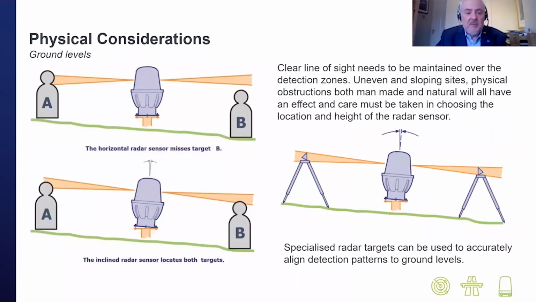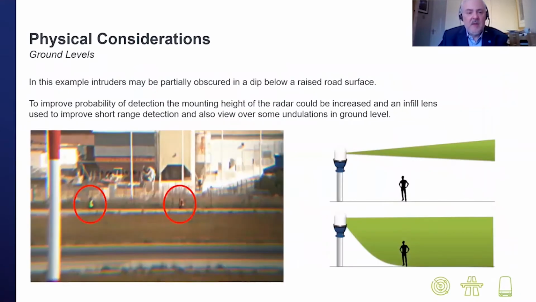Okay, ground levels. As we need clear line of sight, obviously if you've got sloping ground, then the radars need to be leveled to work along sloping ground as well. And we use a series of tripods with these radar targets. They're similar to the sort of thing you have on the top of a mast on a boat, which is highly reflective and very visible to radar systems. So we use something like that to line them up.